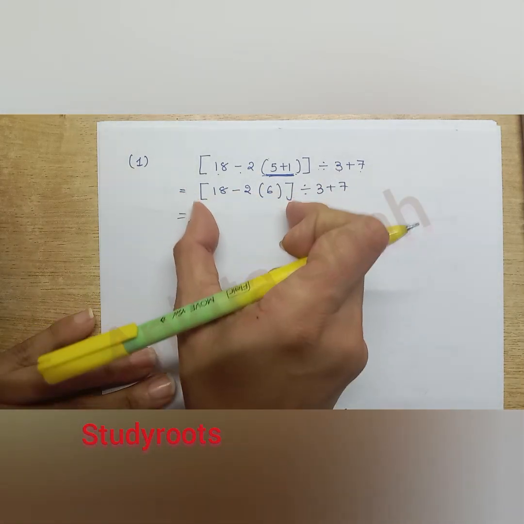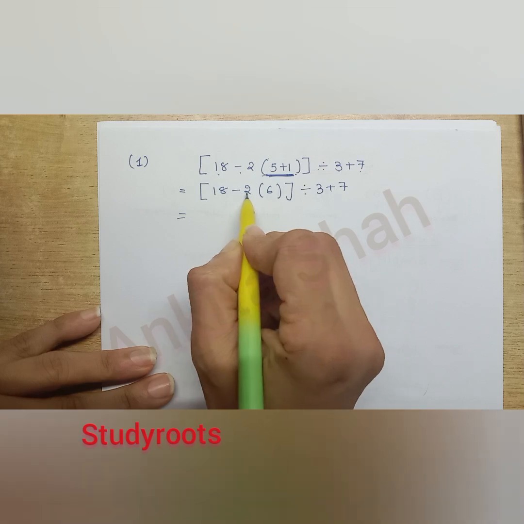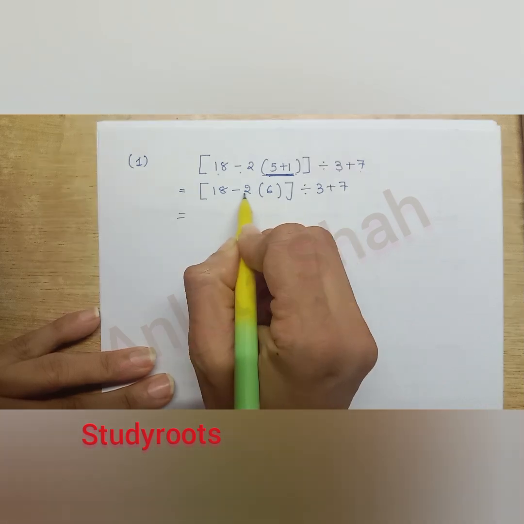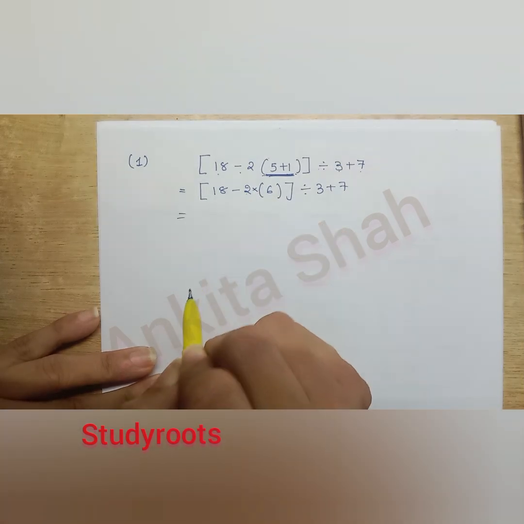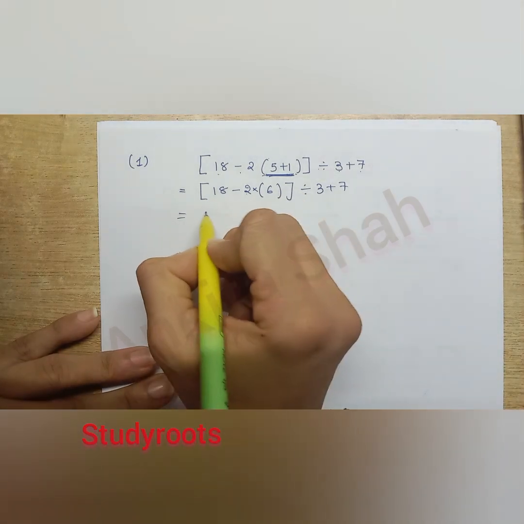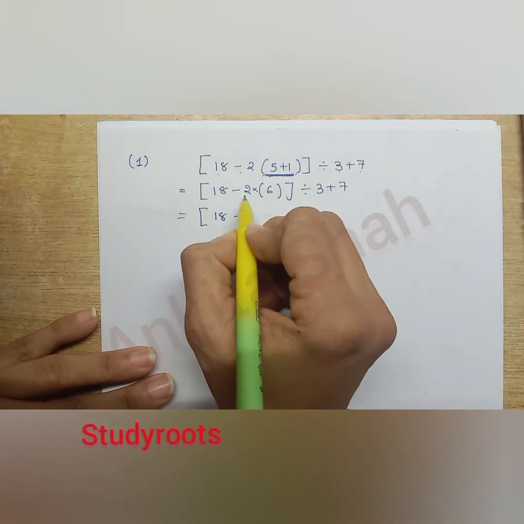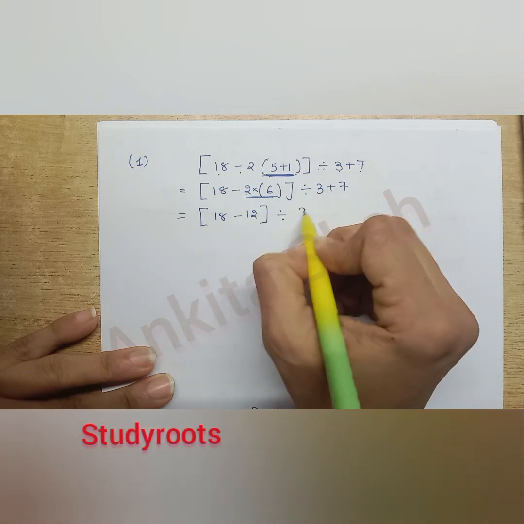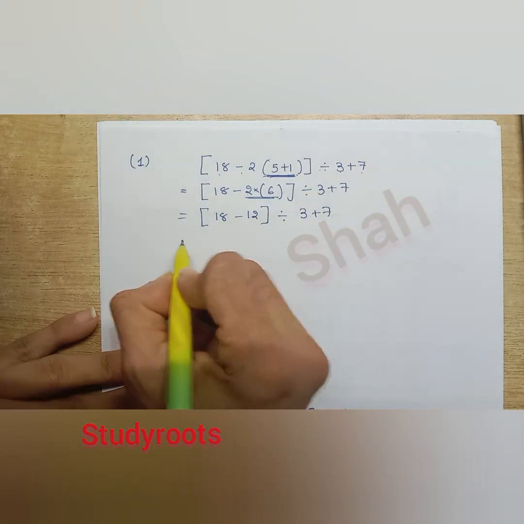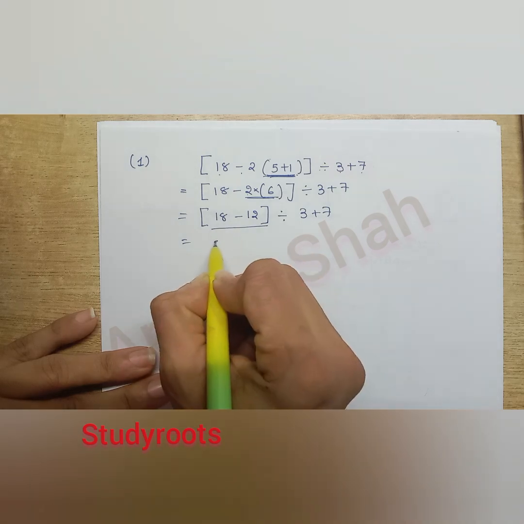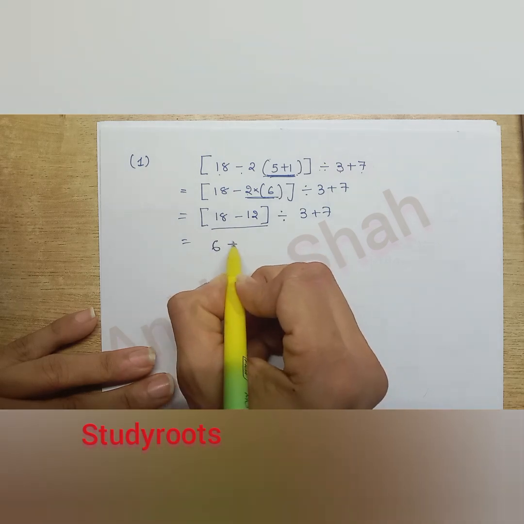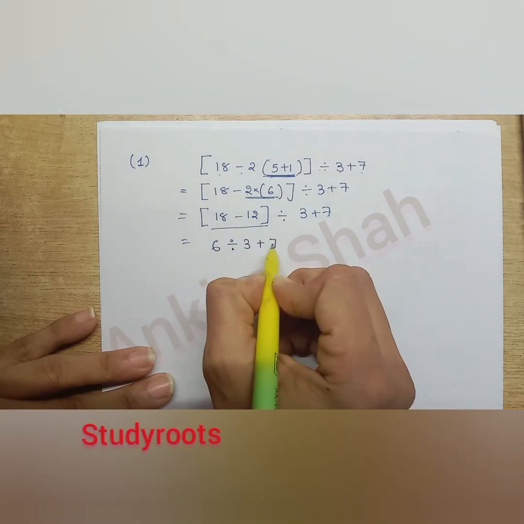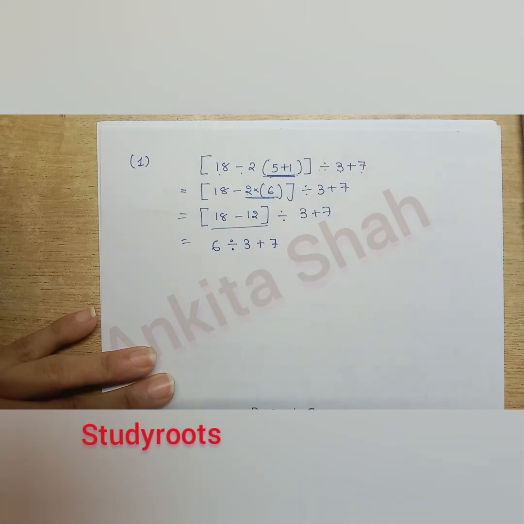Now we have to open this bracket. But here it is 2 in bracket 6. As there is no sign between 2 and 6, we have to consider it a multiplication sign. So here it is 18 minus 12, divided by 3 plus 7. Now we will solve the bracket. 18 minus 12 is 6, divided by 3 plus 7.